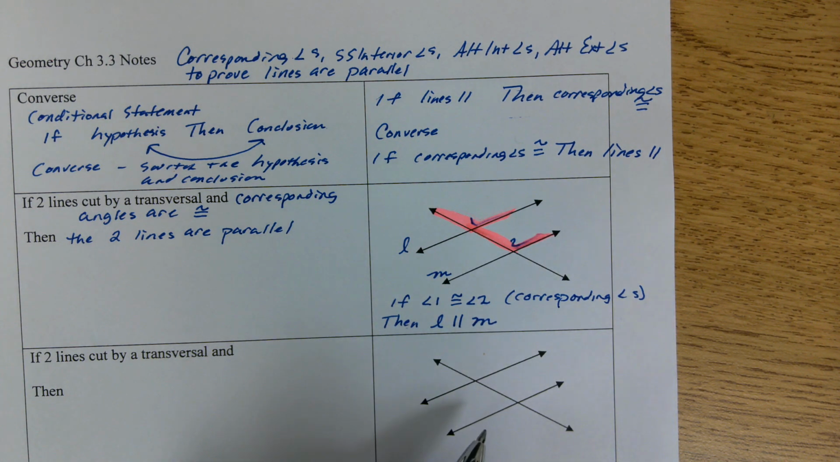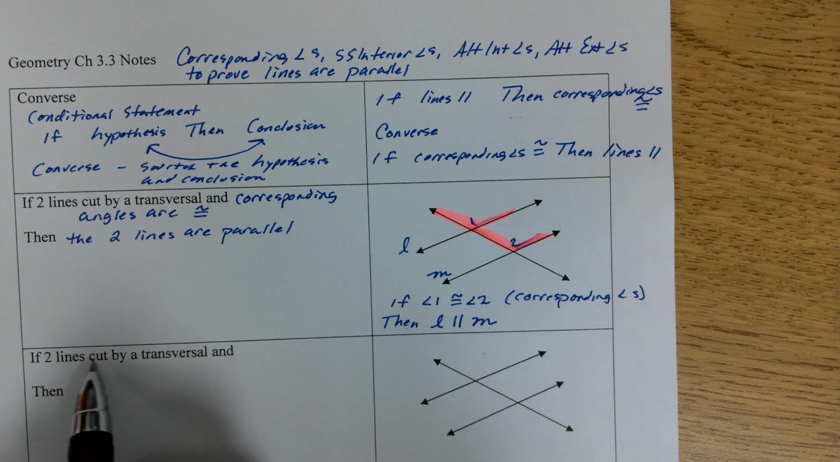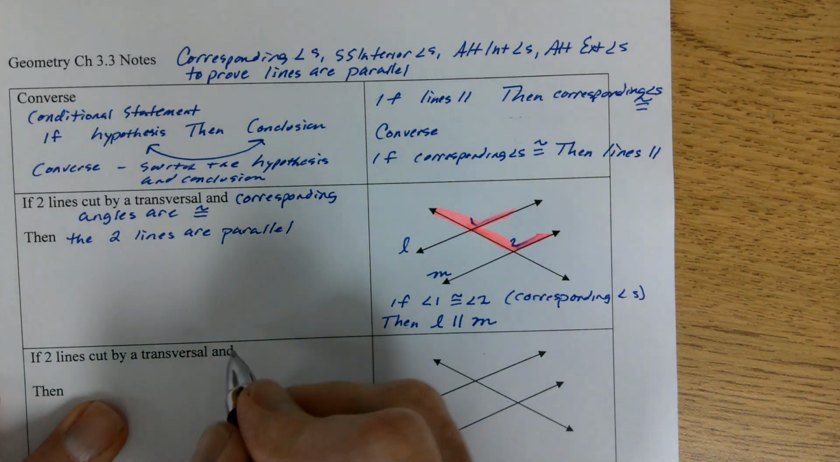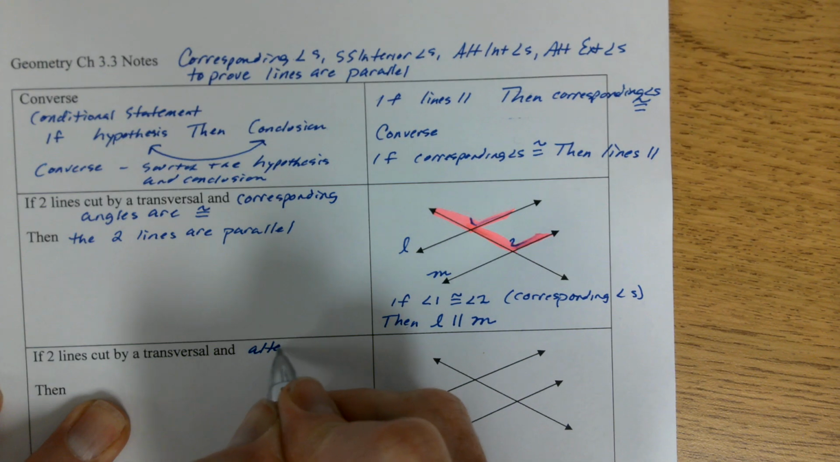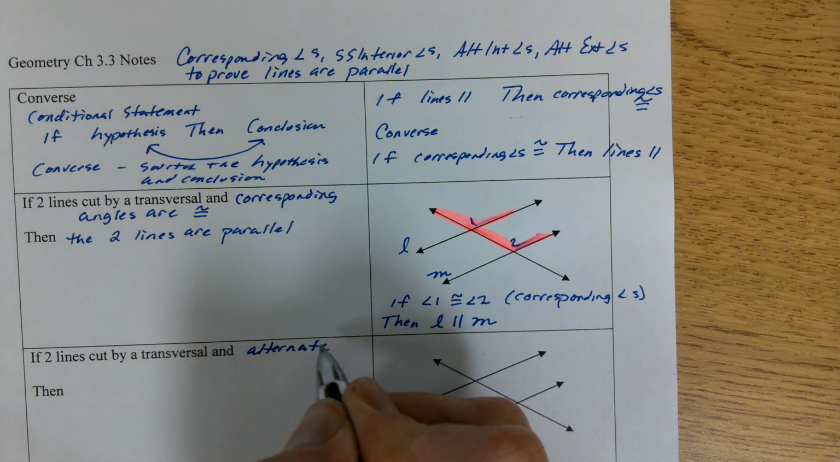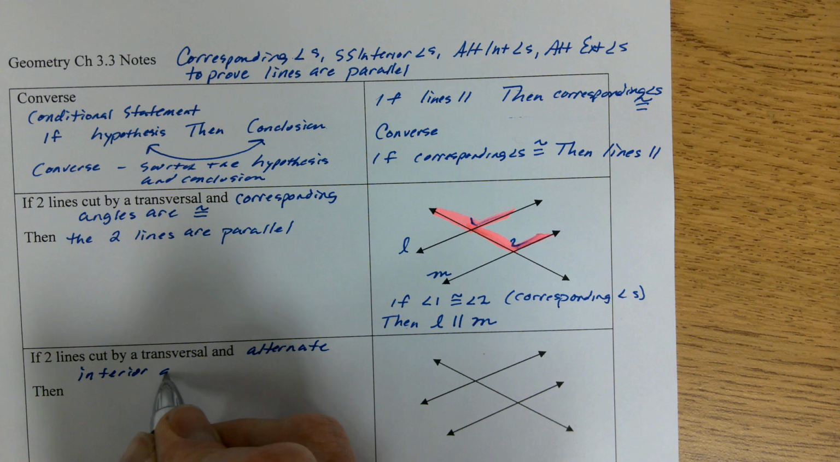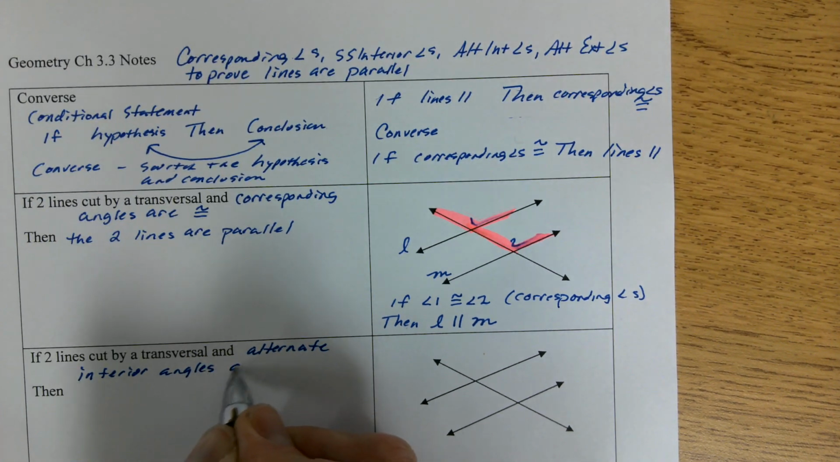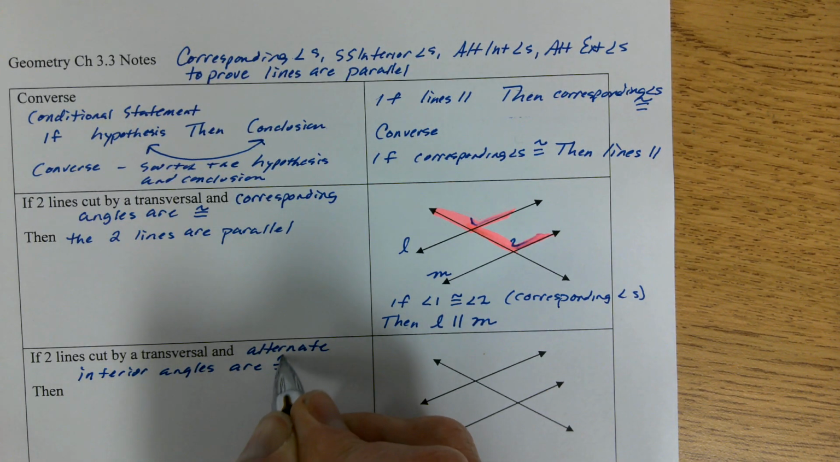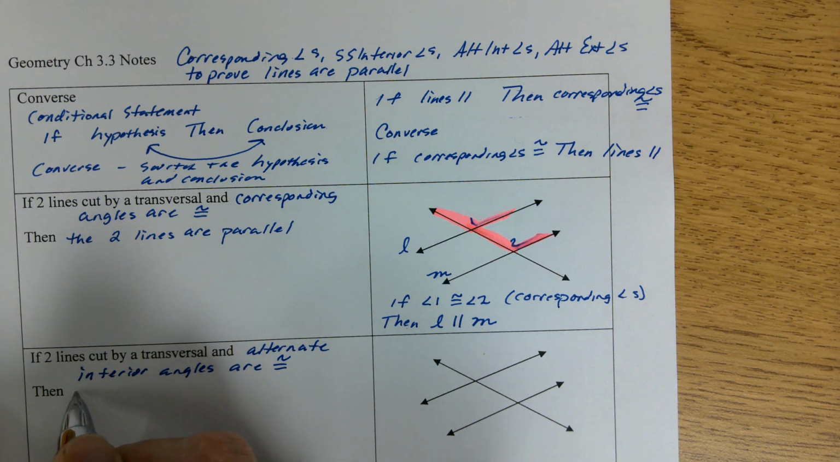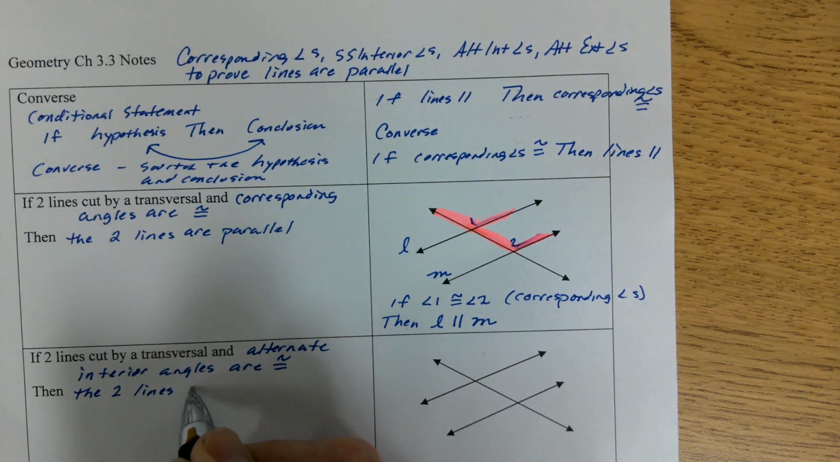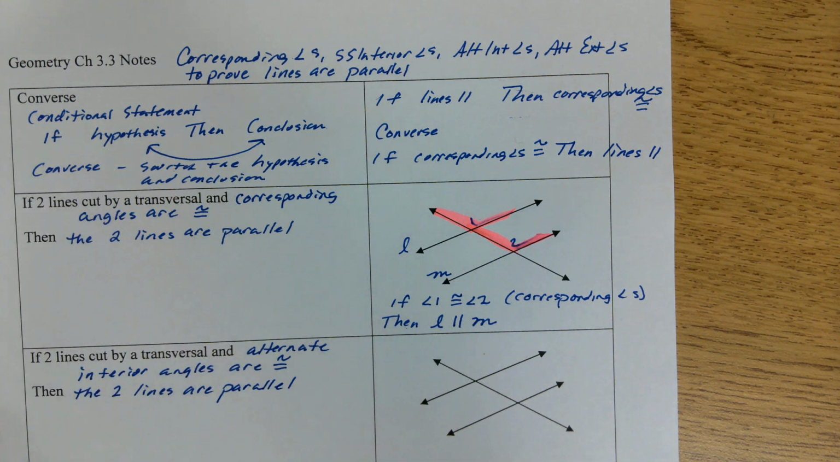Let's go to this one. We're going to say if two lines are cut by a transversal, and alternate interior angles are congruent, then the two lines are parallel. Okay, so let's do alternate interior angles.